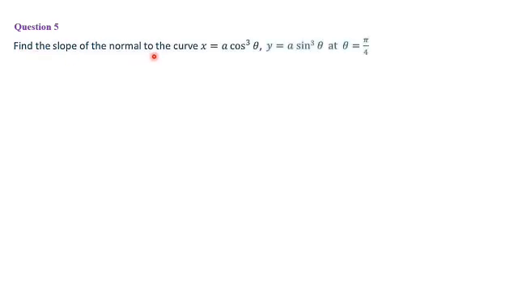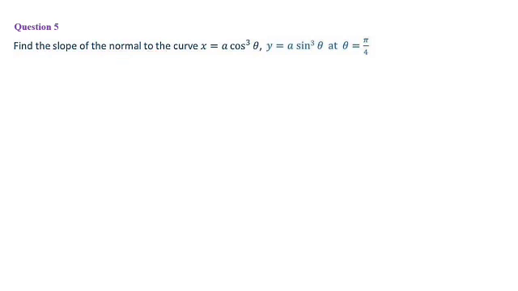Next we shall discuss question number 5. Find the slope of the normal to the curve x is equal to a cos cube theta, y is equal to a sin cube theta at theta is equal to pi by 4. This is something different from the previous questions. Find the slope of the normal. Previously we have discussed how to find the slope of the tangent. Here the slope of the normal is asked. It is not a problem.